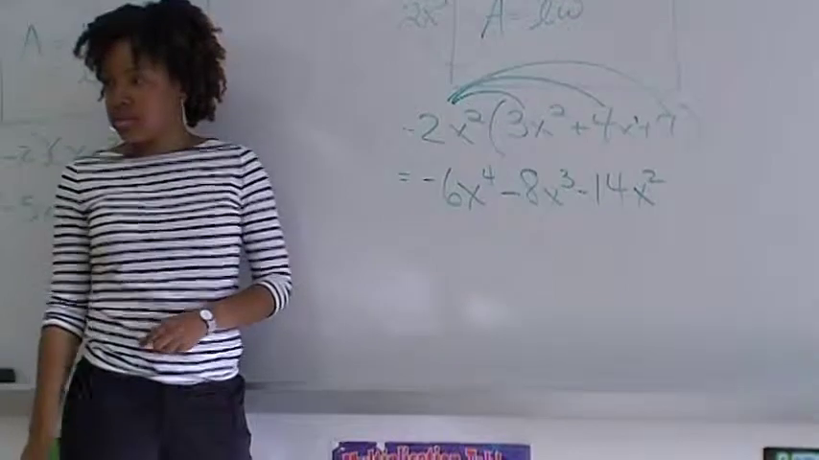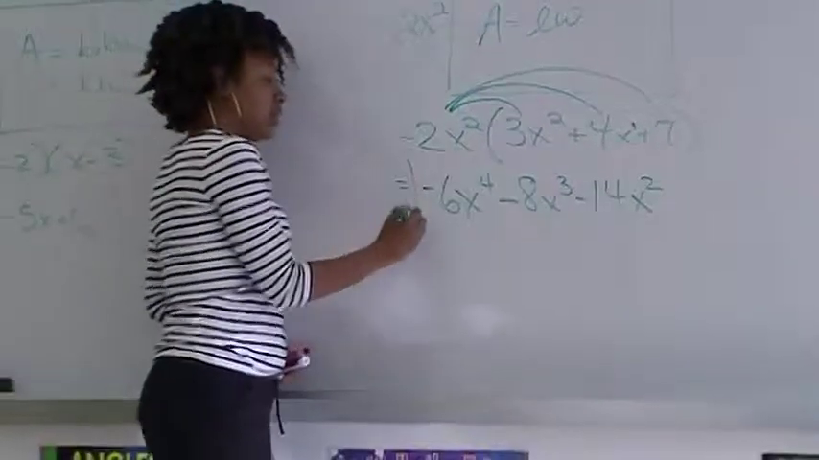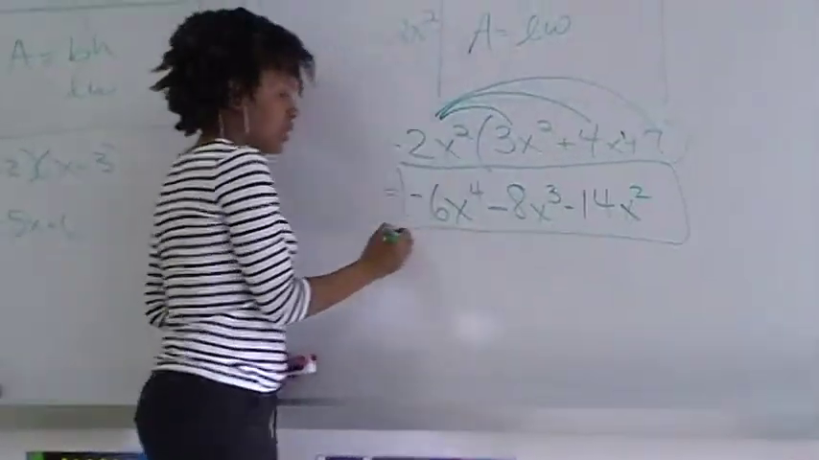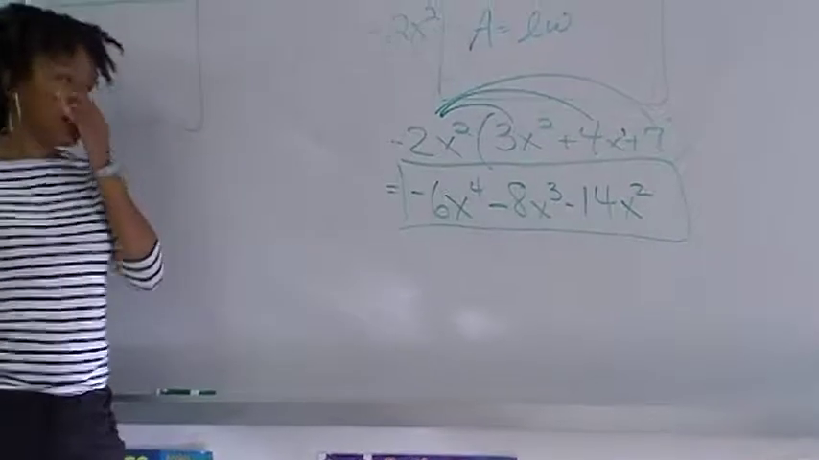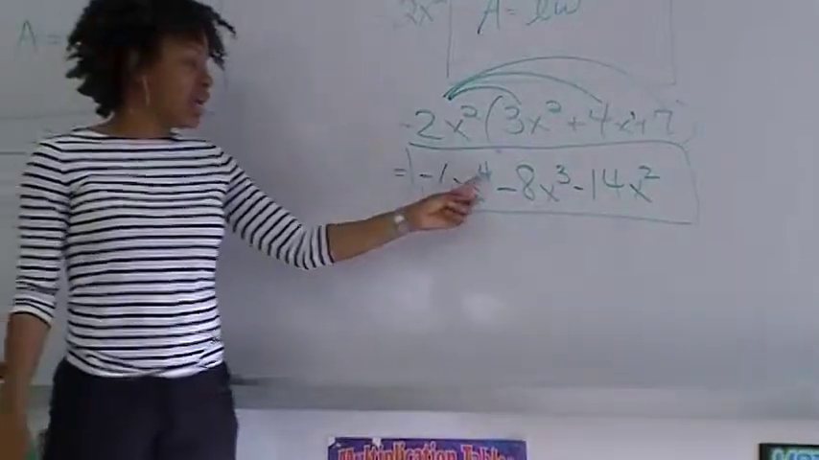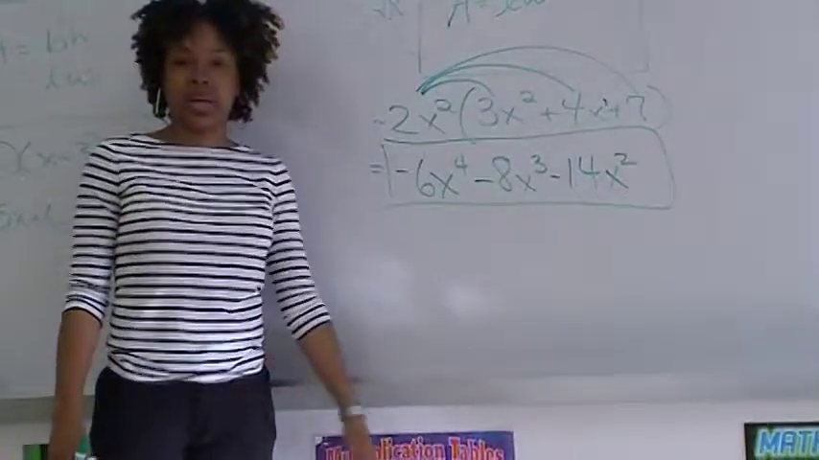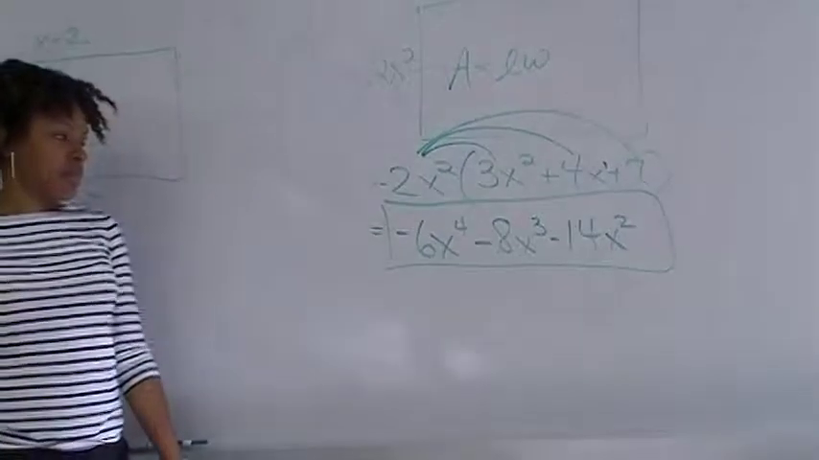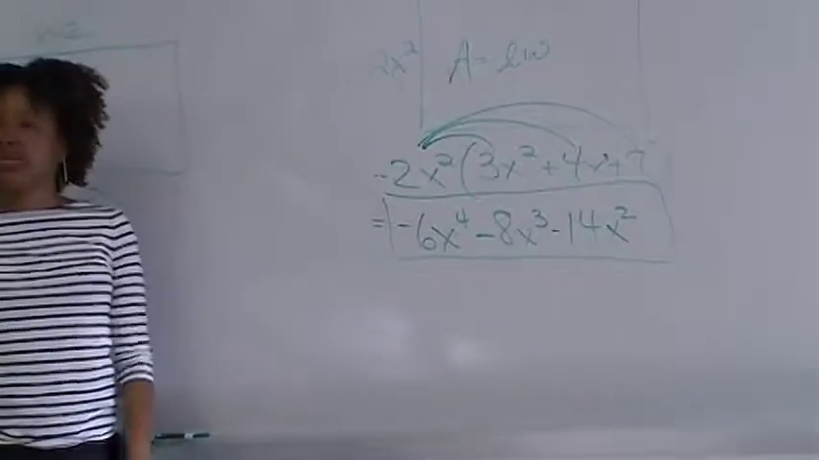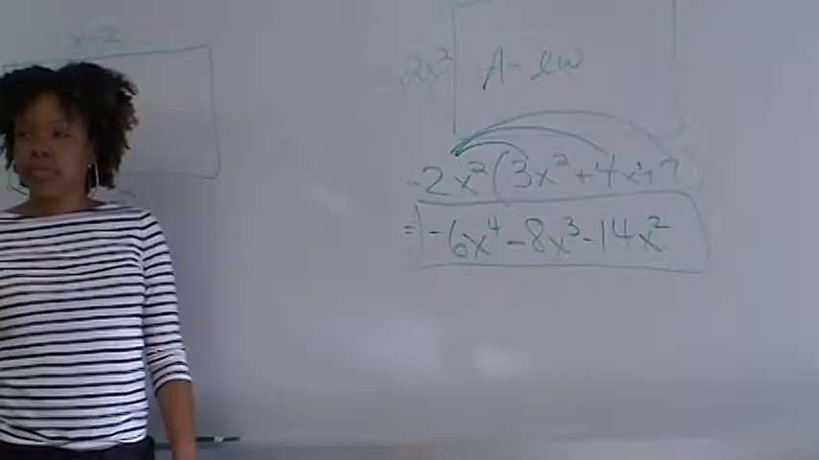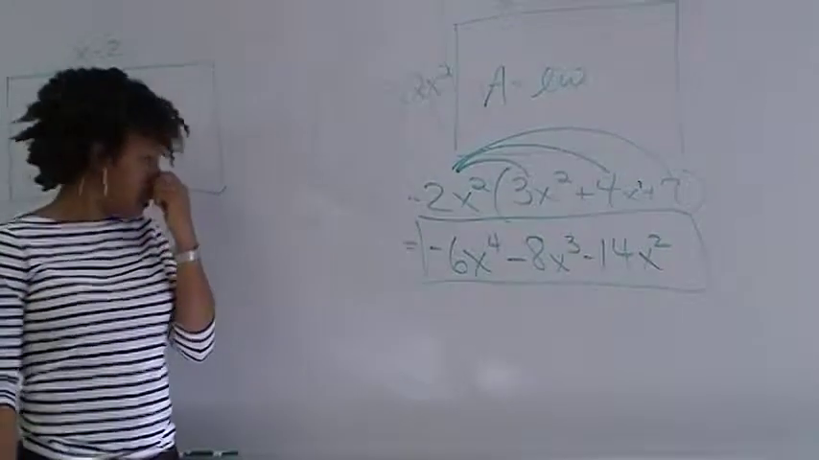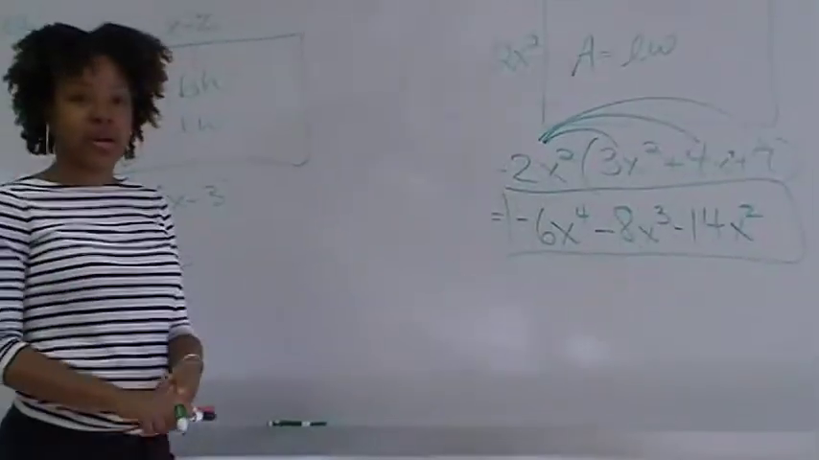Make sense? And that's it. There's nothing else you could do. You can't combine anything because they have to have the same exponent in order for you to combine. Anybody have a question on this one? No? Okay, I'm good.